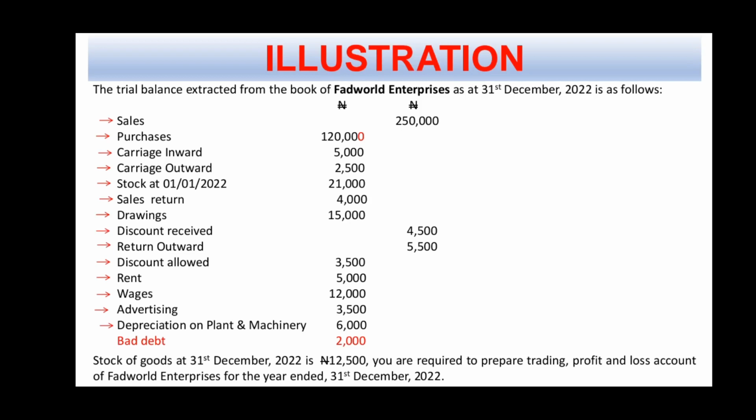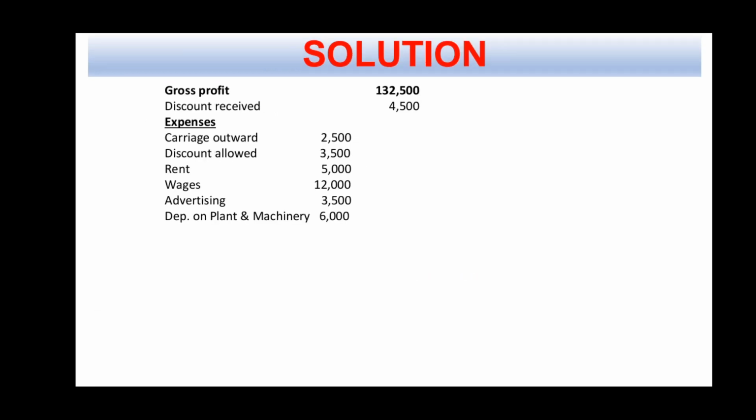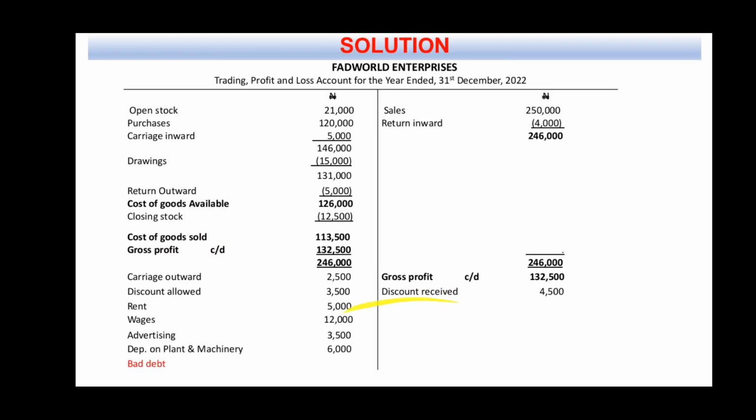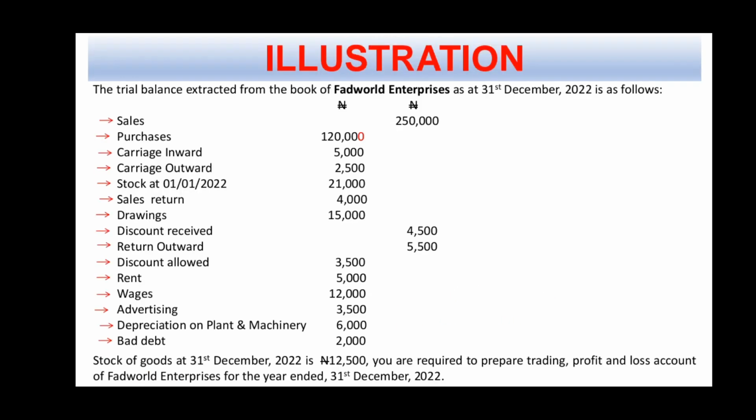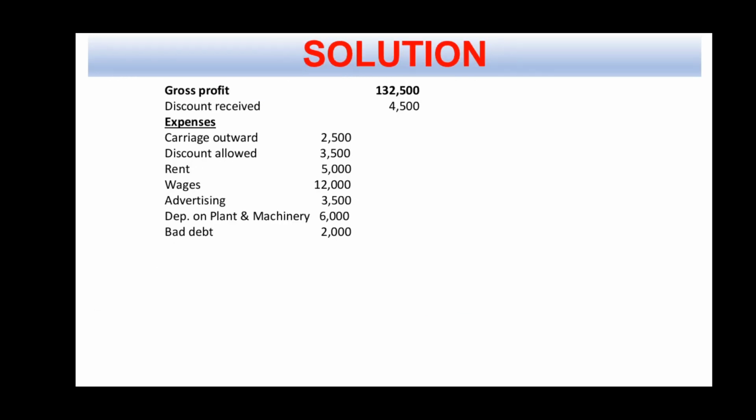So we have bad debt, which is 2,000 naira. It's also an expense. So bad debt 2,000 naira. In our T account, bad debt 2,000 naira. So back to the question, if you look at it, we don't have any other expenses. So we've treated all the items we have in the account. So let's go back to our account and close it.